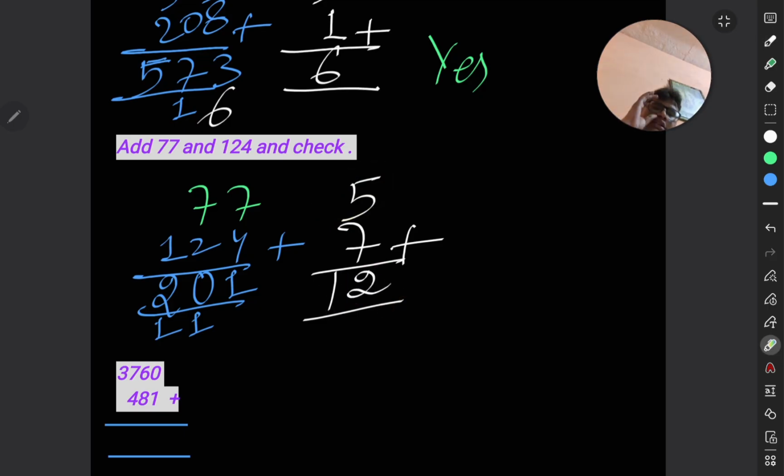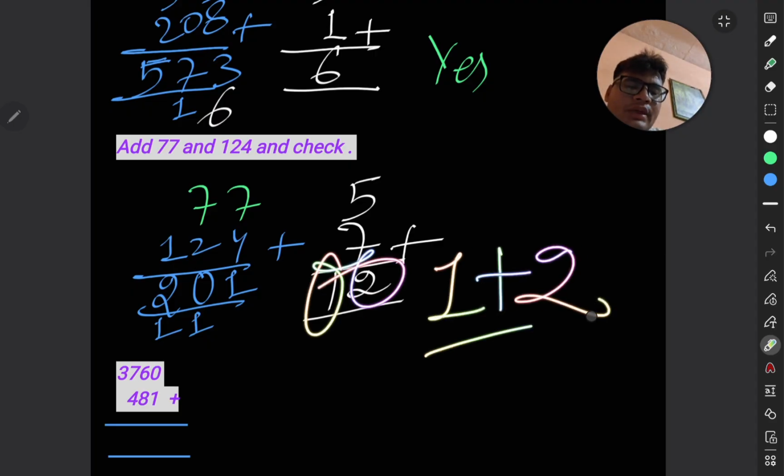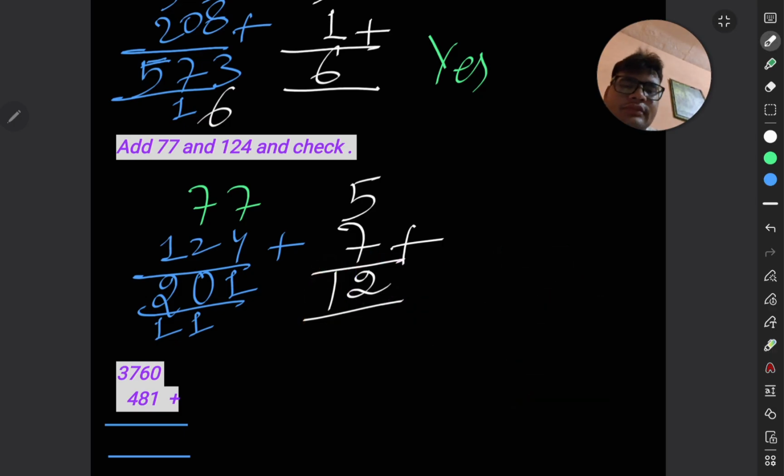Then we have to find the digit sum of this 12. This is a two figure number, so we will apply this process again on this 12. In 12 there are two figures, 1 and 2. So we have to add these 1 and 2. 1 plus 2 will be 3. So here the answer will be 3.